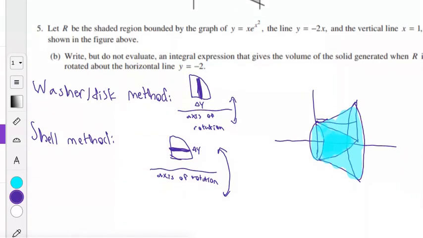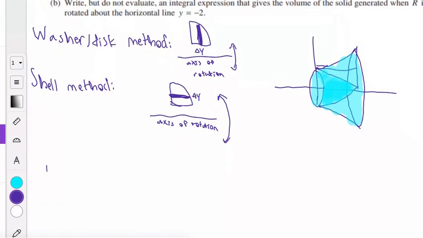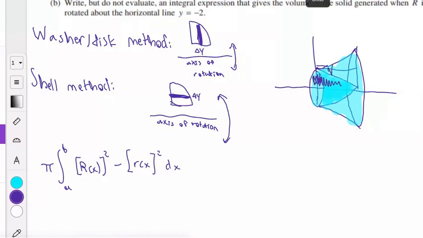The formula for the washer/disk method is given by this right here. Big R of x is going to be the expression that's more outwards from the axis of rotation, while little r of x is going to be the one inside, because we're not finding the volume inside this smaller area, this smaller volume right here. We're finding the volume out in here. So we're going to subtract little r of x from big R of x.